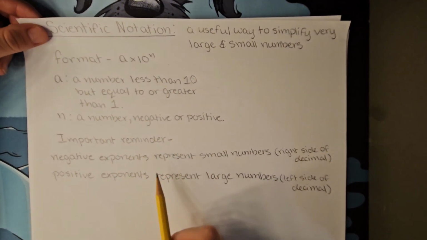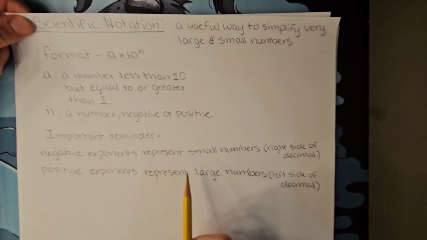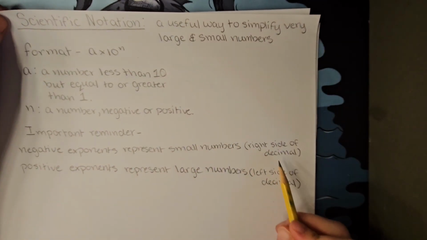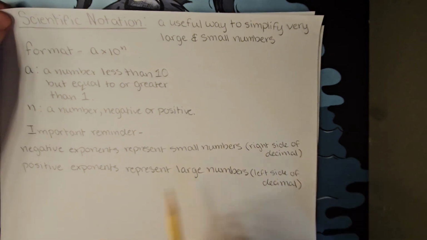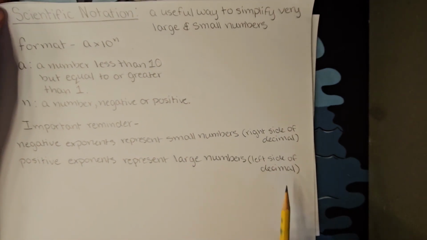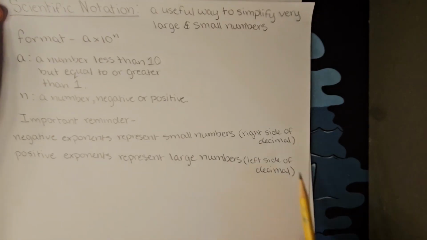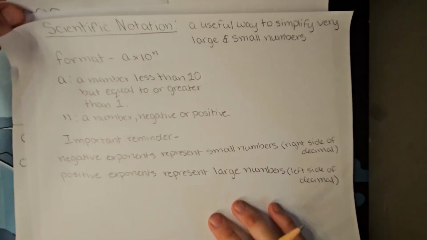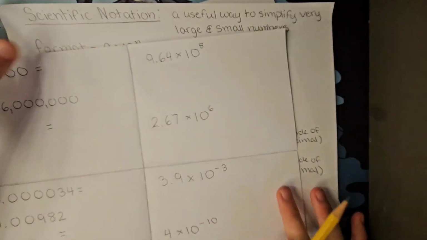It's also important to remember that negative exponents represent small numbers, by which I mean numbers to the right side of the decimal. And positive exponents represent large numbers, which are numbers to the left side of the decimal, if that makes sense. So now I'm going to show you how to use scientific notation.